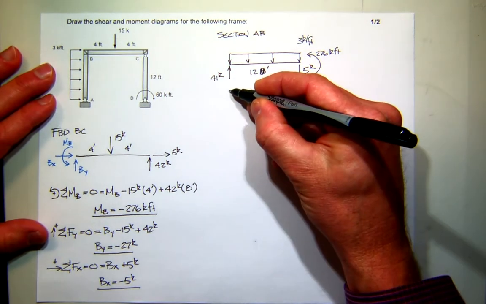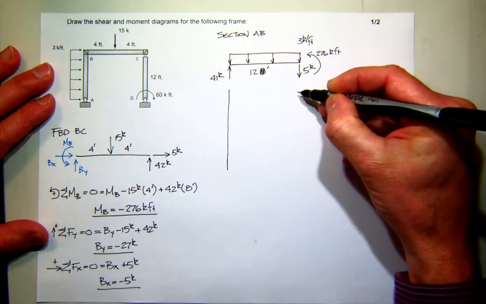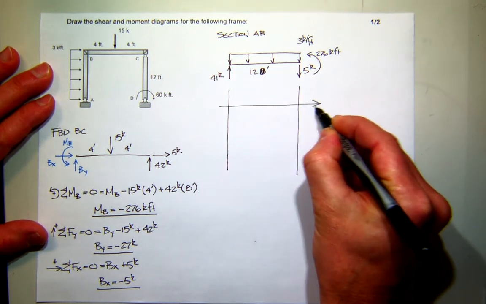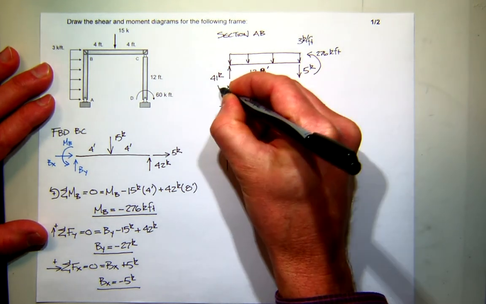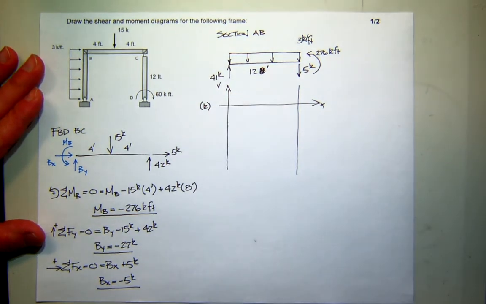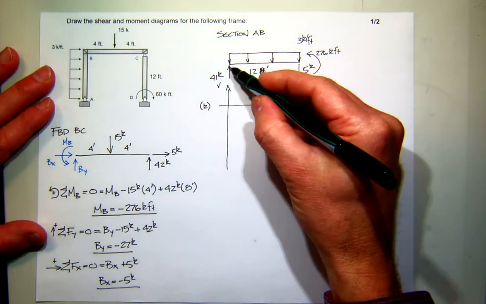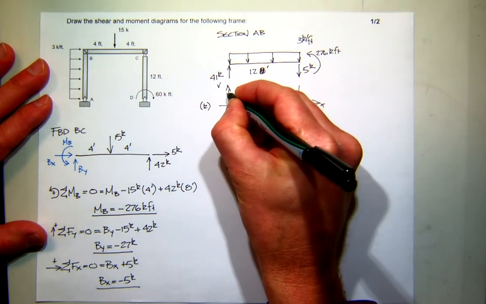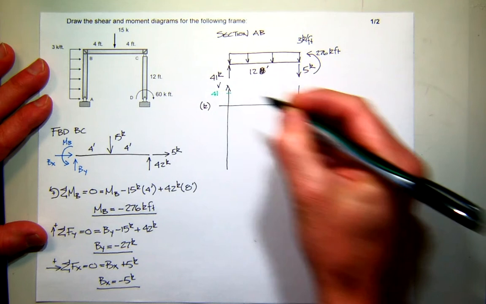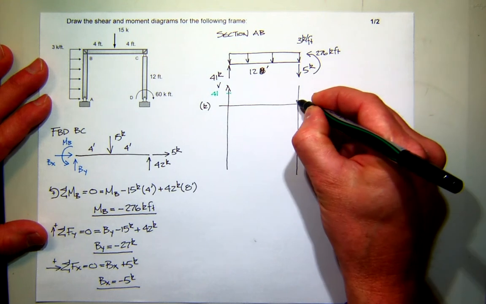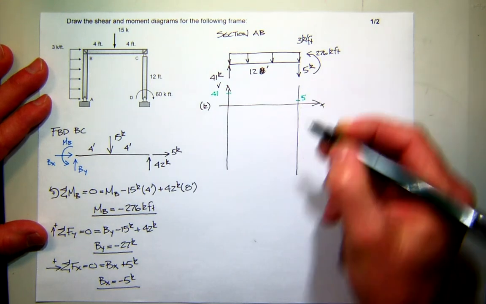Okay, so I'm going to go ahead and sketch a template for this, and we'll attempt to draw the shear diagram and the moment diagram. So starting with the shear diagram, what's the shear here at the left side at A? Looks like it's 41. We'll start at 41. What's the shear at the right-hand side? It's not negative, it's positive. Oh, yeah. That's a tricky one.